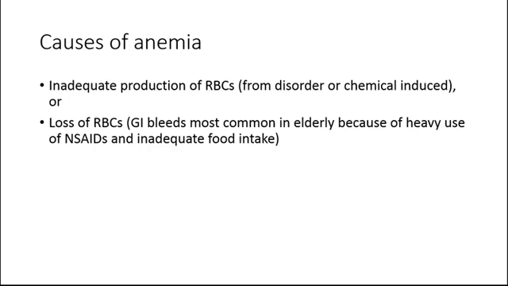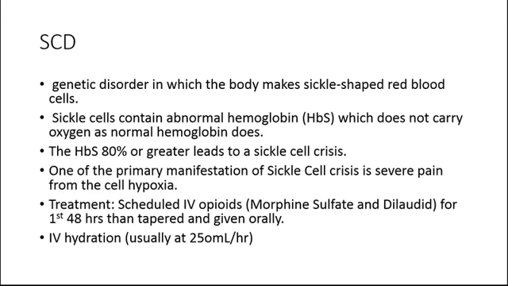Okay, so those are the causes of anemia, and I put this backwards, by the way. This should have been the first slide. The causes would be an inadequate production of red blood cells. It can be a disorder or chemically induced, or the loss of red blood cells, from GI bleeds being the most common in the elderly and in the adult population, because we use a lot of NSAIDs, all right, and we do not take them properly. We need to take them with food, and oftentimes people take NSAIDs on empty stomachs.